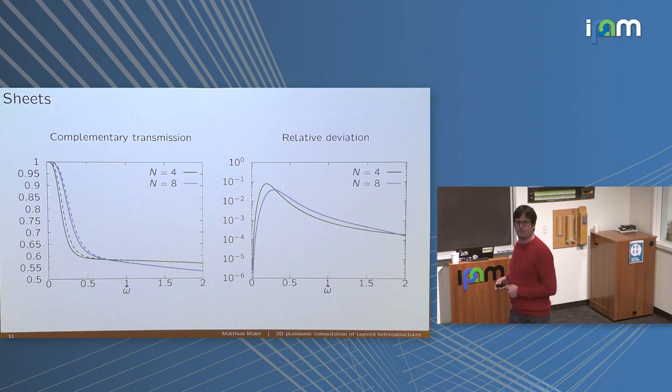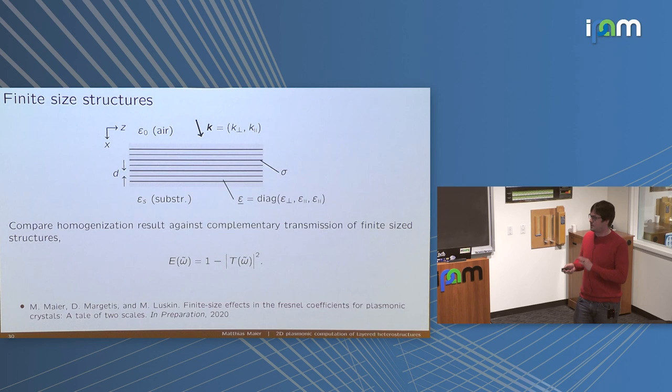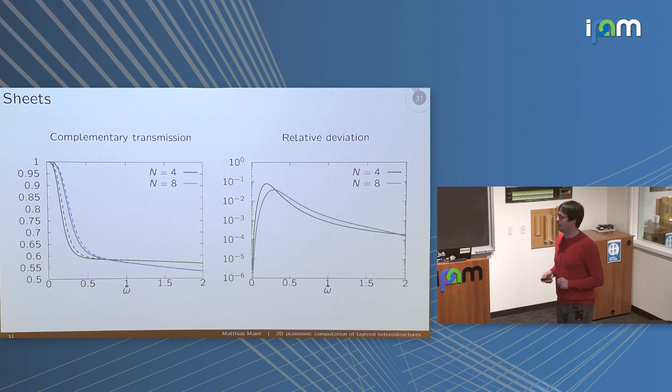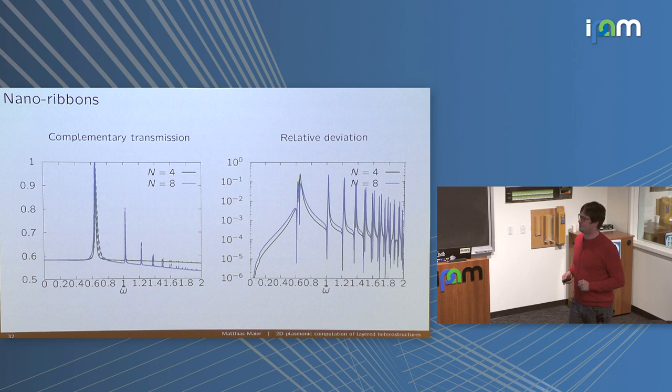Yeah, n equal 4 just says that it has 4 layers. I'm sorry, I skipped the detail. Altogether, just 4 layers, nothing else. In that case, I'm interested in the complementary transmission through the system of just 4 layers with fixed size. And this also works nicely for ribbons, where I, of course, see the first resonance and higher resonances in it. But the error is also quite well controlled, I would say.